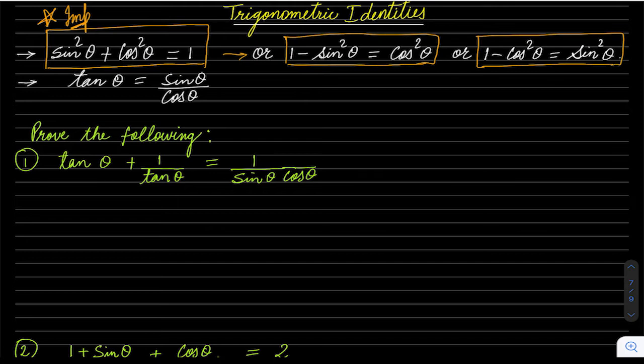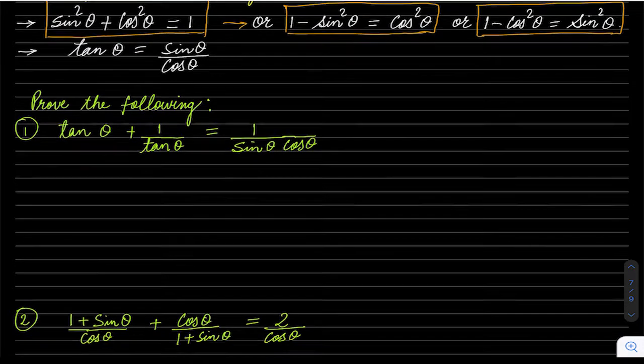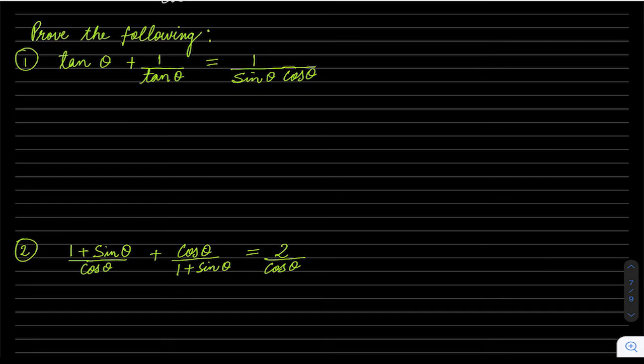Okay. The next identity that you should remember is tan theta is equal to sine theta over cos theta. This is also a very important identity. We will just use these two identities and see how they can ask questions in exams. So let's try proving the following. First question: tan theta plus 1 over tan theta equals 1 over sine theta cos theta. So we have to prove this.